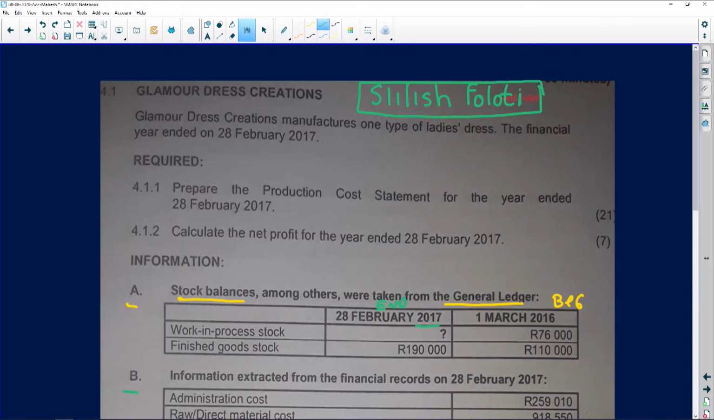Okay, right, so required. What are we expected to do for this question? Prepare the production cost statement for the year ended 28th of Feb 2017, and then calculate the net profit for the year ended 28th of Feb 2017. Now guys, as you can see, quite a long question because there's quite a bit of information. So let's get started and let's see how long it takes for us to actually complete this question.